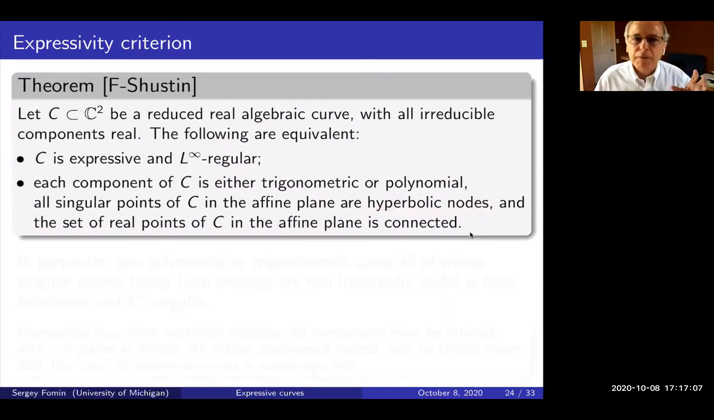Okay, so what is this saying? First of all, in order to be expressive, every irreducible component has to be rational, right? Not just rational, it has to have at most two places at infinity, and if it has two, they have to be complex conjugate. Moreover, these connected irreducible components should intersect each other only at real points. They cannot intersect each other at complex points. And those intersections should be hyperbolic nodes, not elliptic nodes.